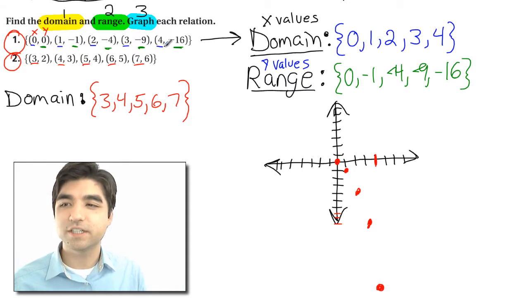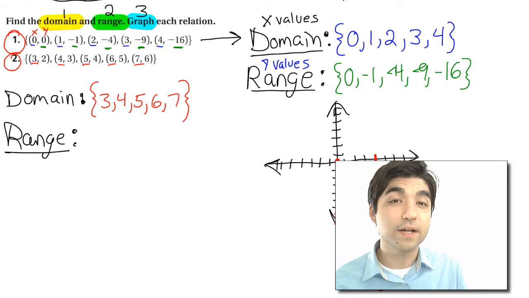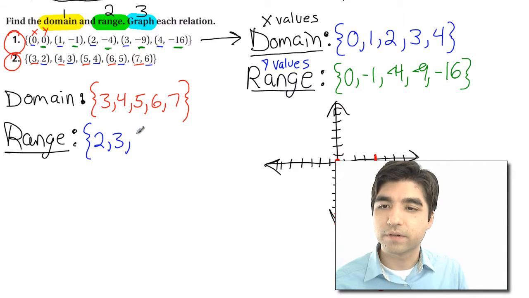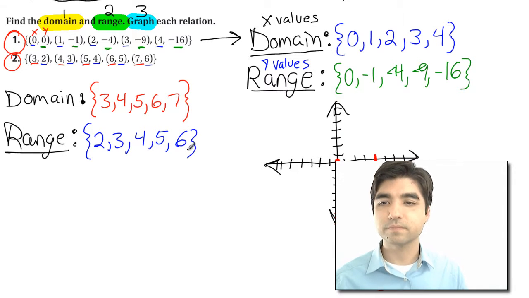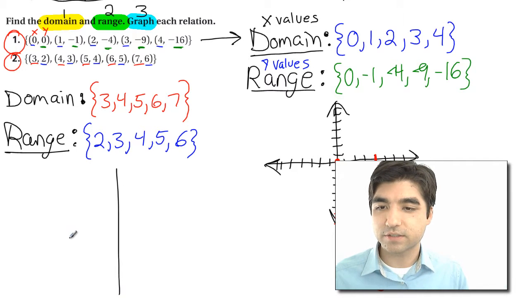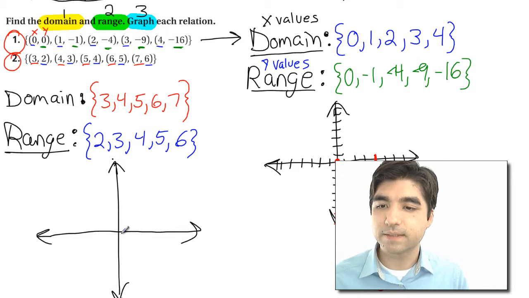And the range, you probably know by now, is all of the y values of our function. So 2, 3, 4, 5, and 6. Okay, then the last step is we need to graph this thing. So let's draw some axes. And we're going to put some tick marks on this thing.